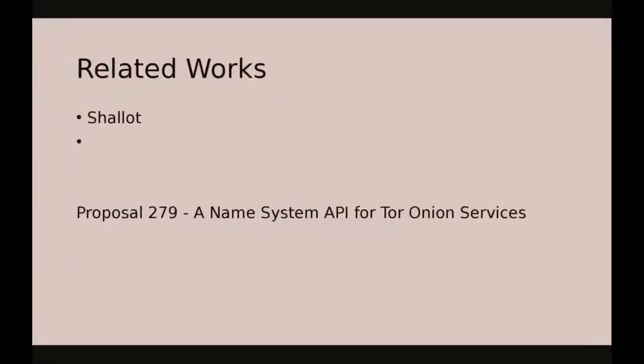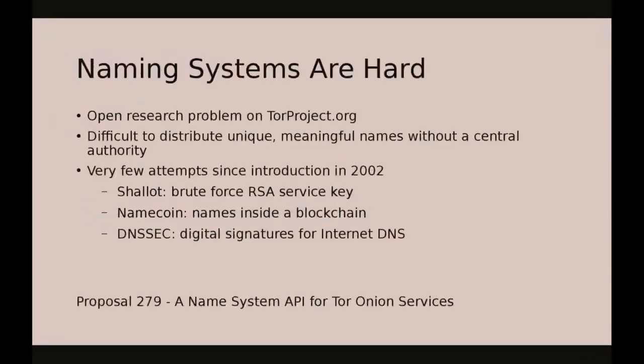The problem with this is that naming systems are hard. This has been an open research problem on torproject.org for several years. It was listed as something to solve, and there have been several attempts to achieve it. The reason it's so hard is because it's very difficult to distribute unique and meaningful names without one central authority distributing them. There have been a few attempts at this over the years, though.